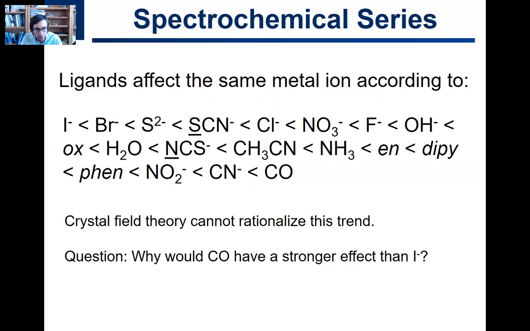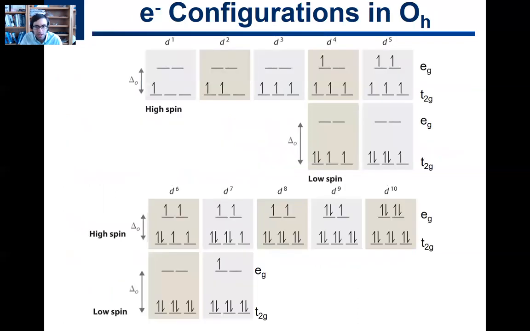So why would carbon monoxide have a stronger effect than iodide? The answer has to do with the bonding of these different ligands. And in order to address bonding, we have to go to molecular orbital theory, okay? But before we get to that point, there are still a number of different concepts that we need to introduce that can be done in the context of crystal field theory.